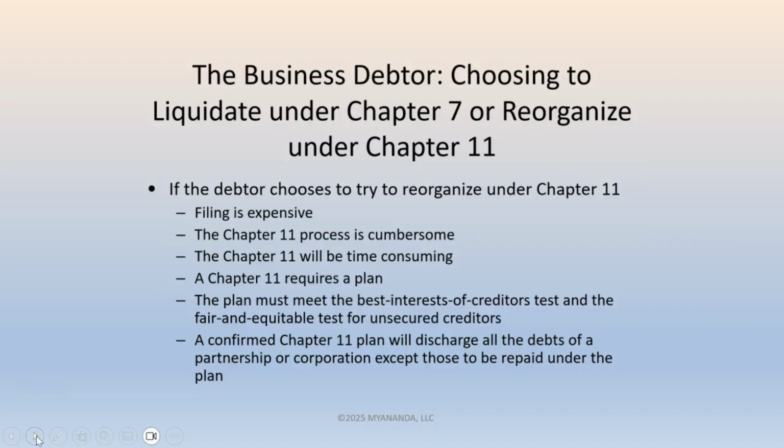Choosing to liquidate under Chapter 7 or reorganize under Chapter 11. If the debtor chooses to try to reorganize under 11, it's expensive. This is the process that's cumbersome. I got a little ahead of myself on that last slide, so my apologies. Getting the plan approved and confirmed, going through the very many steps that go on for that plan is a really big one. But it will discharge all the debts of a partnership or corporation except those that are repaid under the plan.